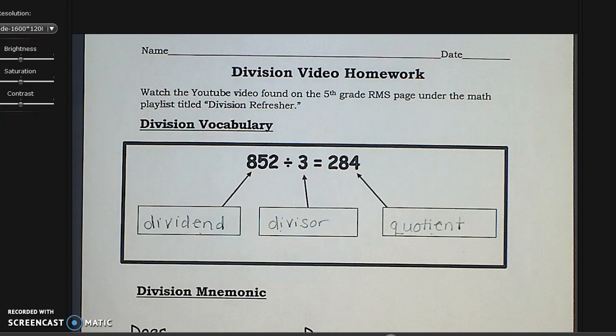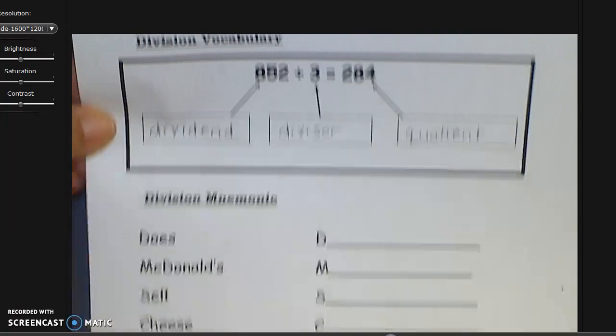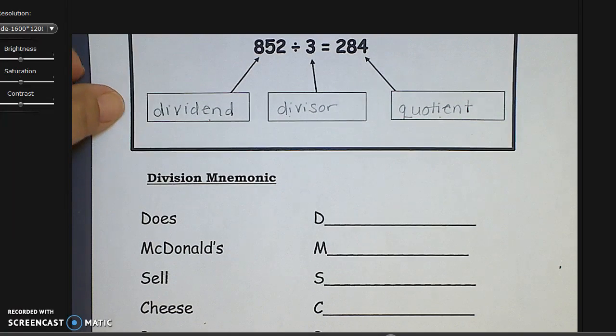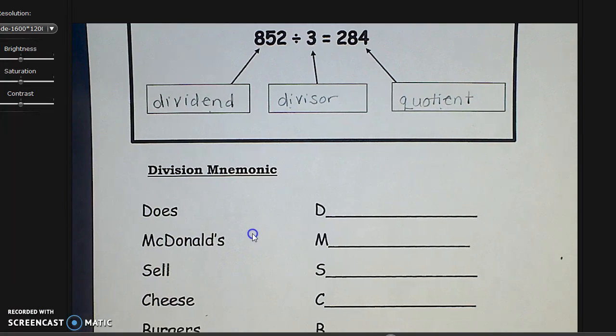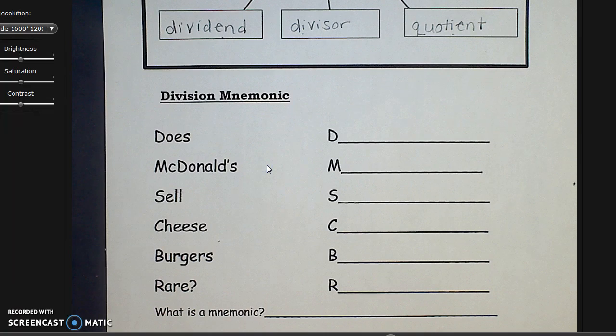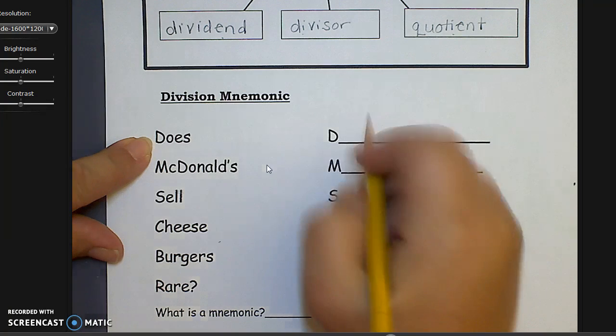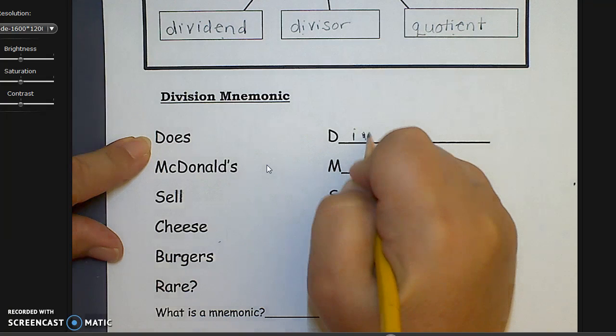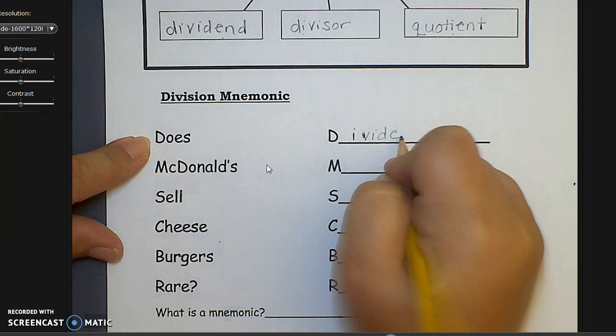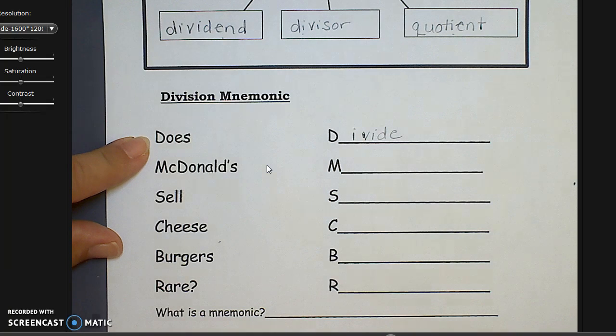Now division, you learned it hopefully last year in 4th grade, and you may have used a mnemonic. And this is the mnemonic that we use every year when we teach our 5th graders division. Does McDonald's sell cheeseburgers rare? A mnemonic is an easier way to remember the steps in something. So the D in does actually means divide. So please write down the word divide. That's step number 1 when you do a problem.